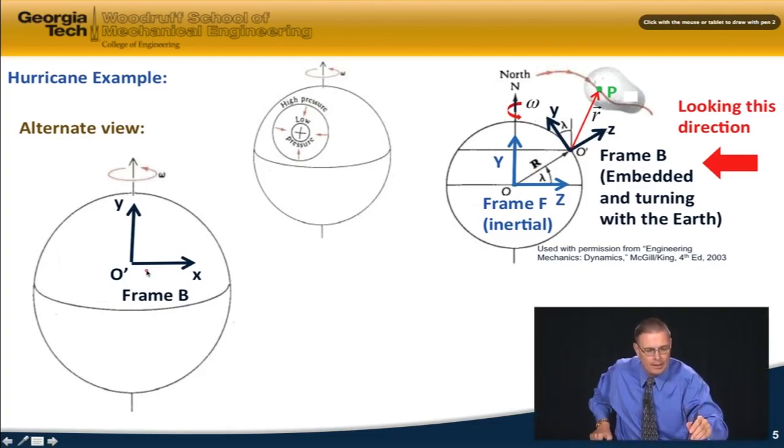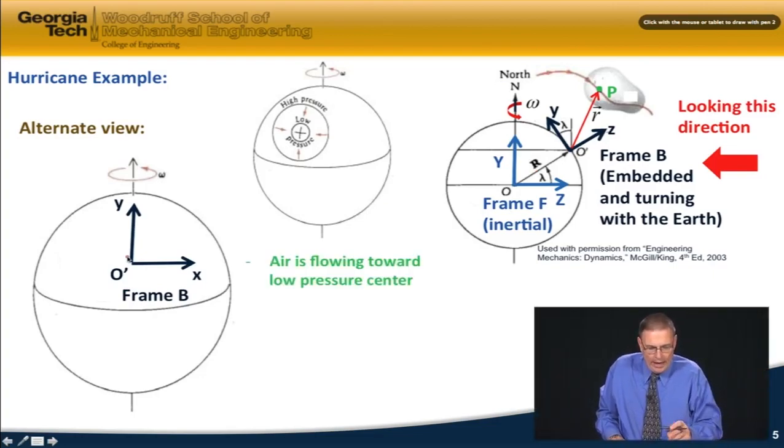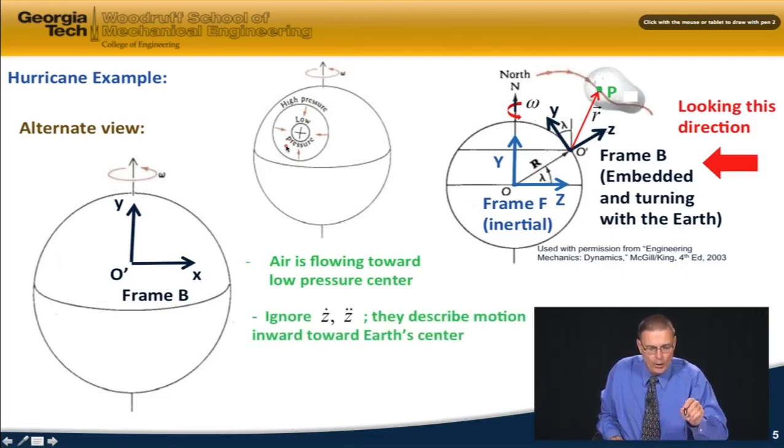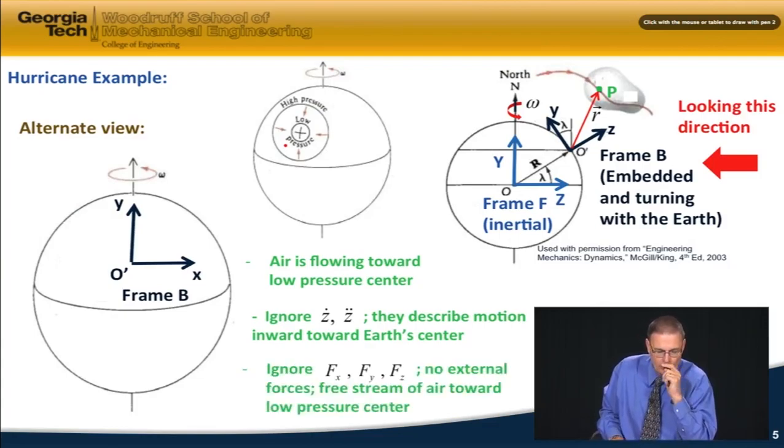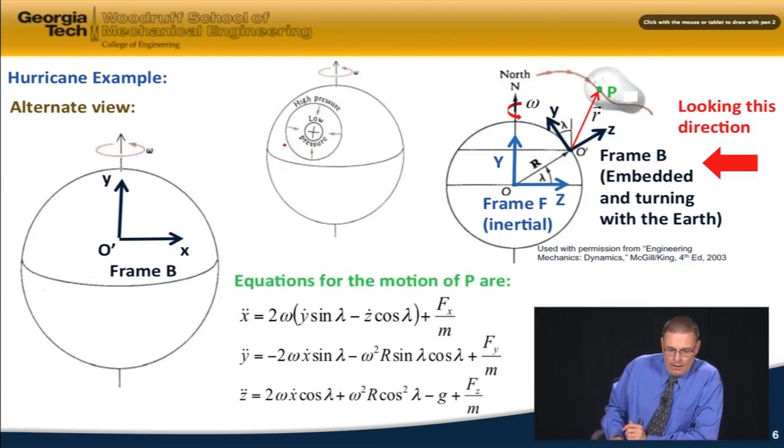Again, the z-axis would be coming out, and air is going to be flowing toward that low pressure center. We're going to ignore the motion in the z direction, because z dot and z double dot are the velocities and accelerations towards the Earth. I just want to find what's going on in the horizontal plane. We're also going to ignore the external forces, because I'm going to look at a particle of air that's free streaming towards that low pressure center. So here again are the equations of motion we came up with.